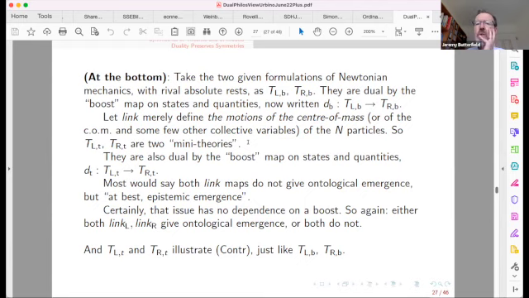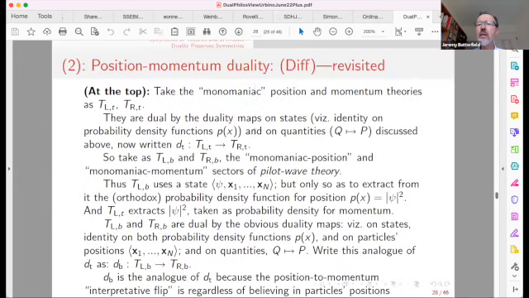Again, these link maps, most people would say, do not give ontological emergence. They're just at best epistemic emergence. I mean, it is just summary information in terms of a small set of quantities, such as center of mass. In any case, the issue has no dependence on a boost. So the debate goes through one way or the other on the two sides of the duality. And the top theories illustrate contra, just like the bottom theories did. Okay, so final two slides then.